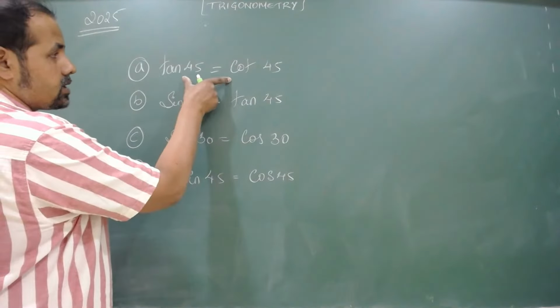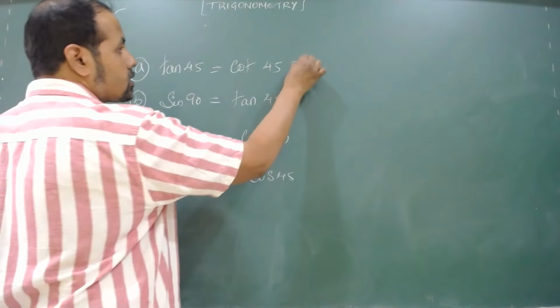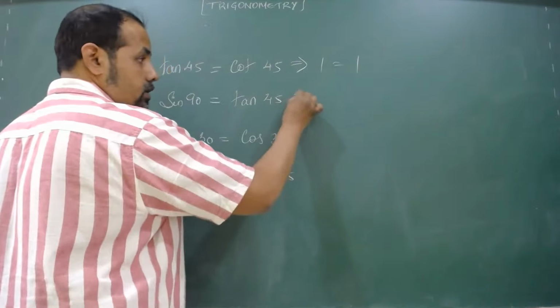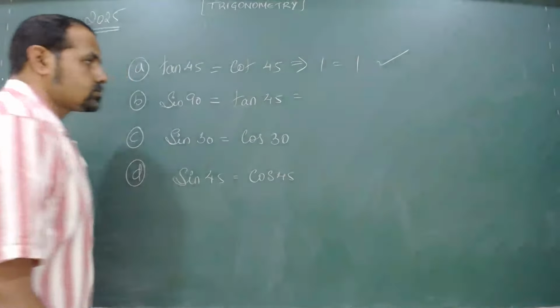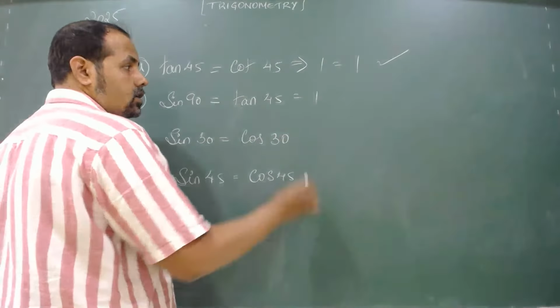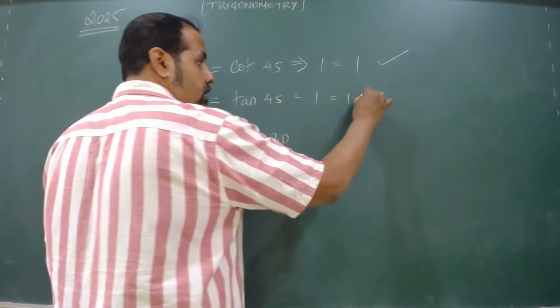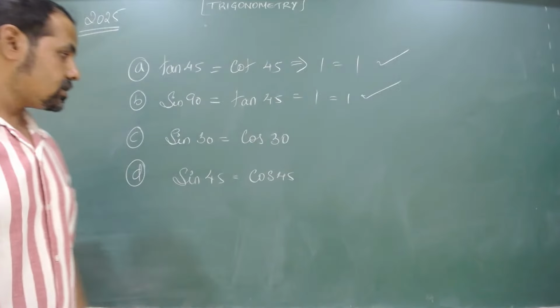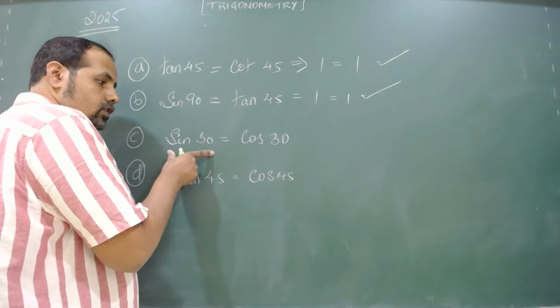Let me check this one. Are they both equal? Tan 45 is 1, cot 45 is 1. Statement is true. Second one, sin 90 is 1, tan 45 is 1. Again, the option is true. We require the false option. Now see this option.